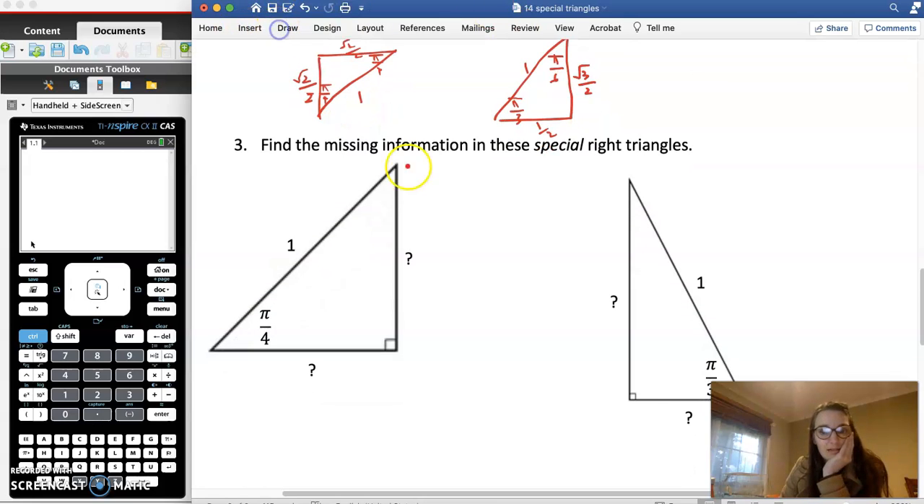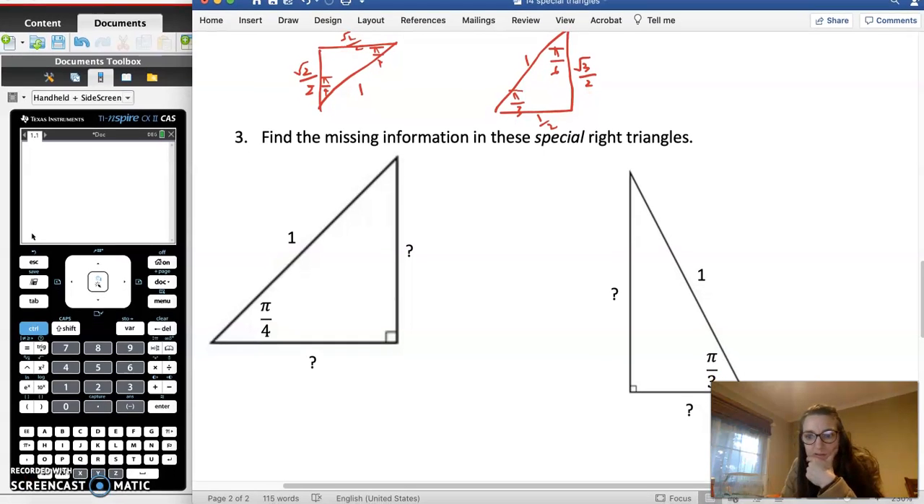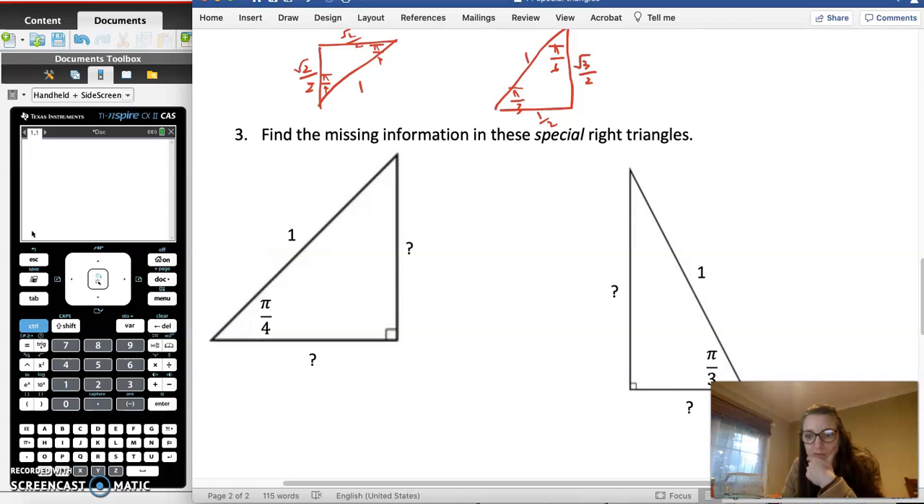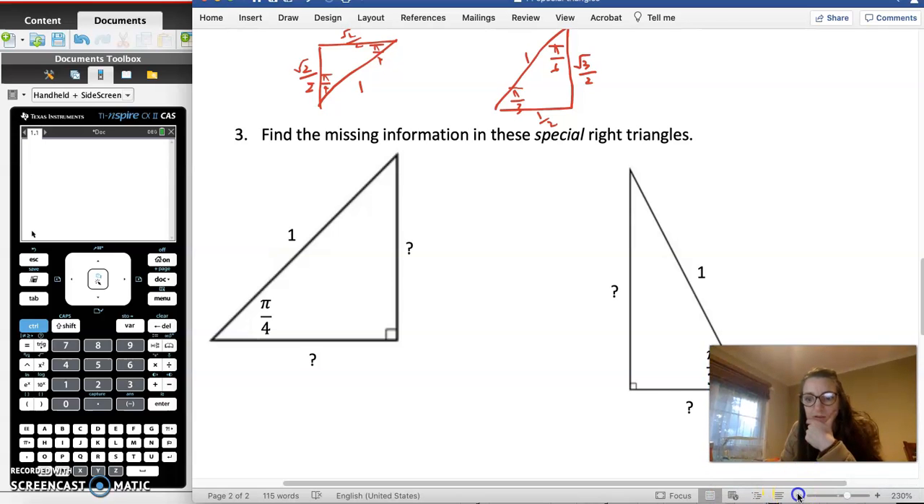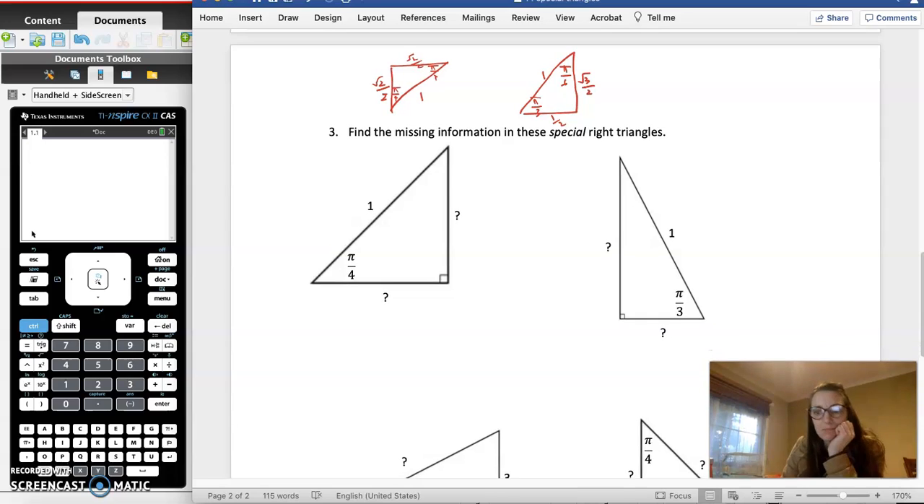Okay, let's just zoom out a little bit. Oops, I can't see where my zoom out button is. There we go, that's a good one.